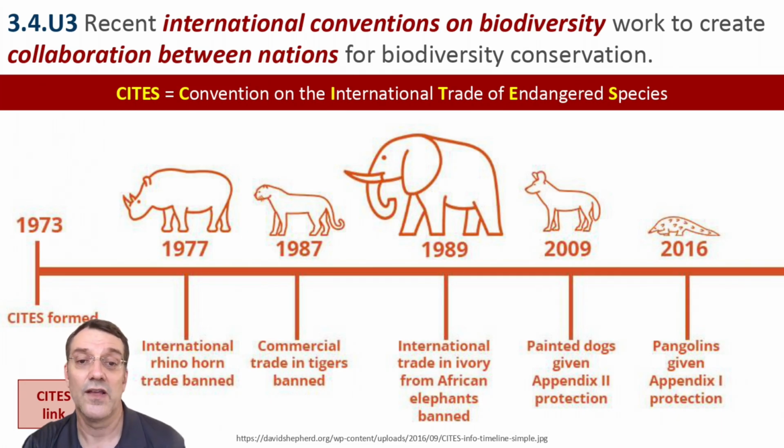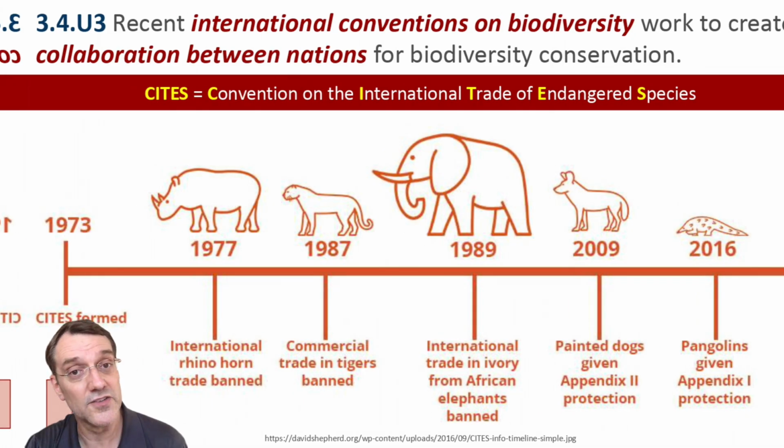is CITES, the Convention on the International Trade in Endangered Species. CITES created frameworks for collaboration. Since its formation in 1973, it's progressively expanded protection to more and more species, from rhinos to pangolins.